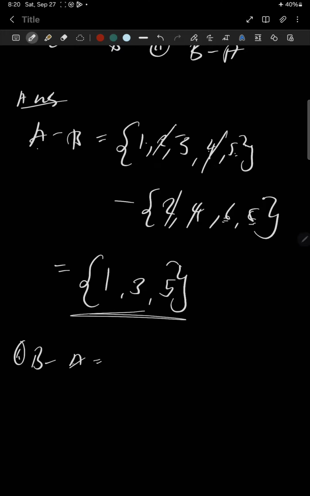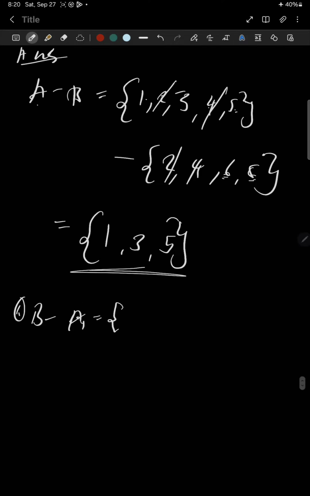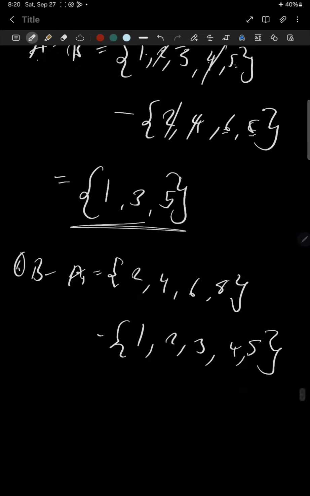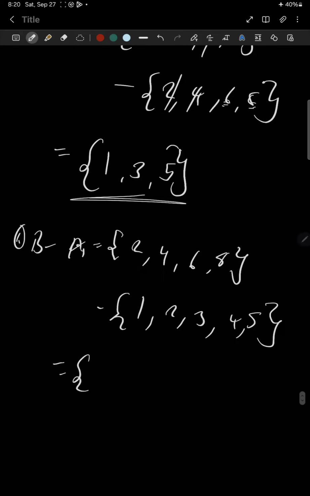What of the second one, B minus A? What does B minus A mean? Since B is positive, what we mean is numbers that are found in B only. So let's write our {2, 4, 6, 8} minus {1, 2, 3, 4, 5}. What are those numbers which are found only in B? Is 2 found only in B? No, 2 is found in both, so we'll cancel it. What of 4? Is 4 found only in B? No, 4 is found in both.